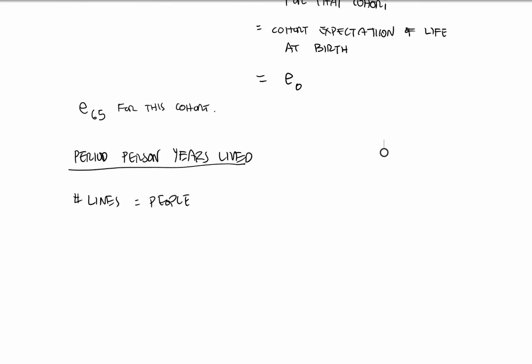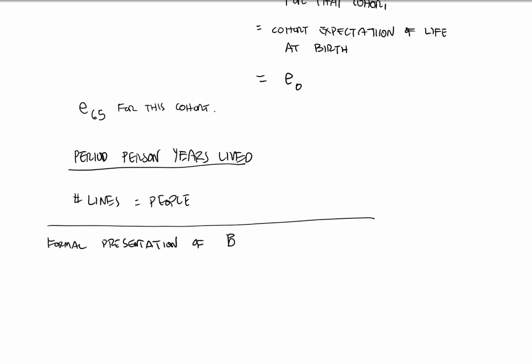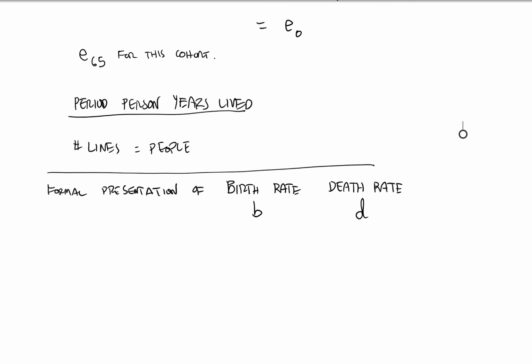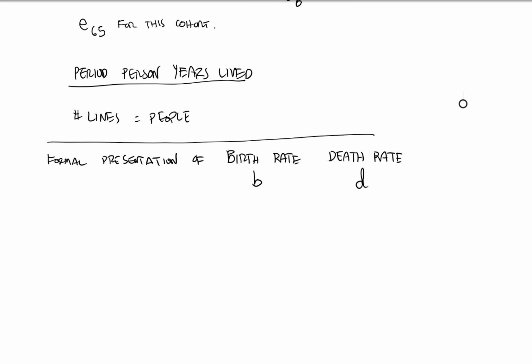Now, why do I do all of this? It's because I'm now going to give a formal presentation, as I promised, of the birth rate and the death rate. And I called this thing lowercase b, and I called this thing lowercase d. Before, I was trying to skip over exactly what went into the denominator. I'll be more explicit right now.